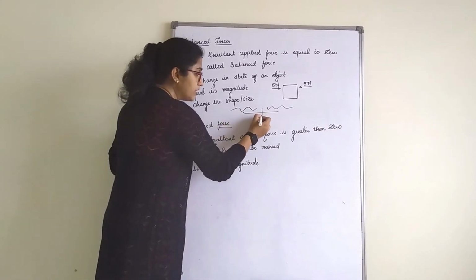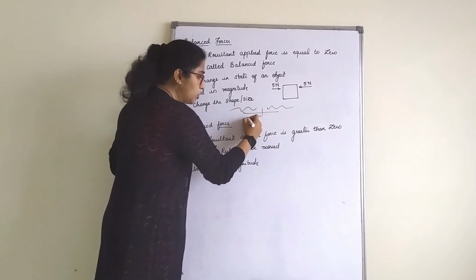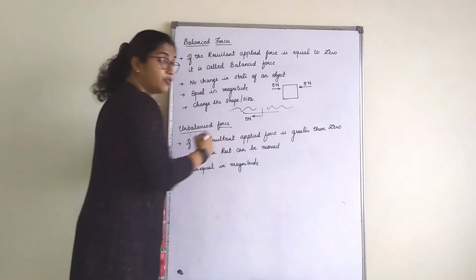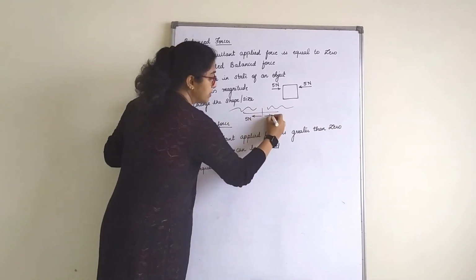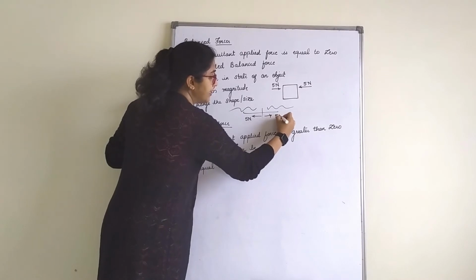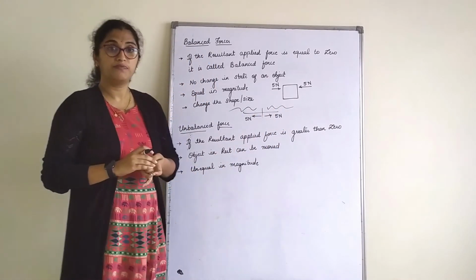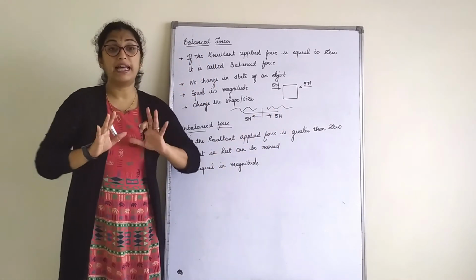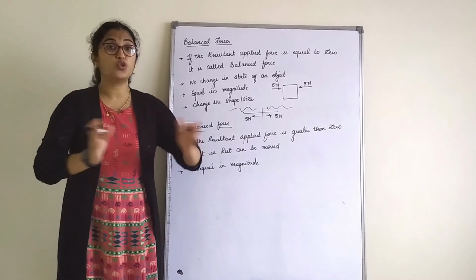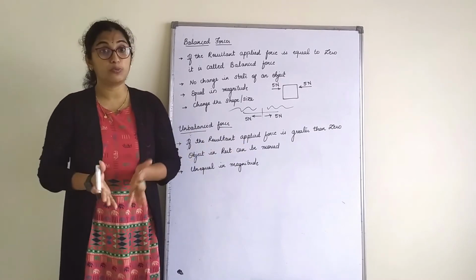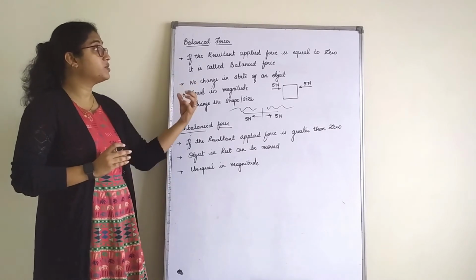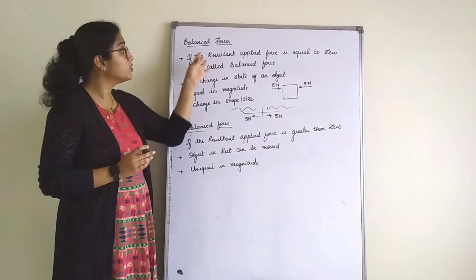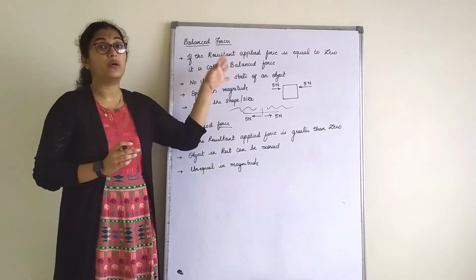Again, same thing here. You are trying to pull this rope with 5 Newton of force to your side and the opponent team is also trying to pull it with 5 Newton. That means it is balanced. That means there is no displacement here.